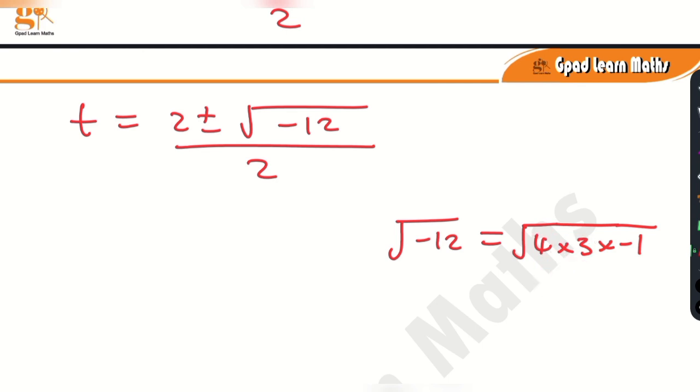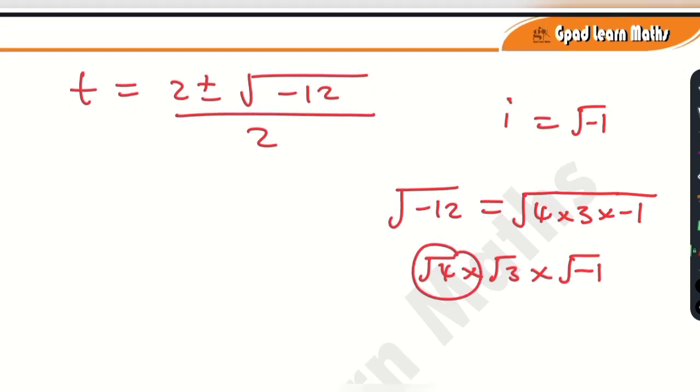Alright, so I will just find the square root of 4. But what about negative 1? I know that that will be an imaginary unit. I, which is the letter used to represent the imaginary unit, is equal to the square root of negative 1. So I'm going to bring it in here. Let's rewrite this as the square root of 4 times the square root of 3 times the square root of negative 1. So what is the square root of 4? That's 2. Then root 3.